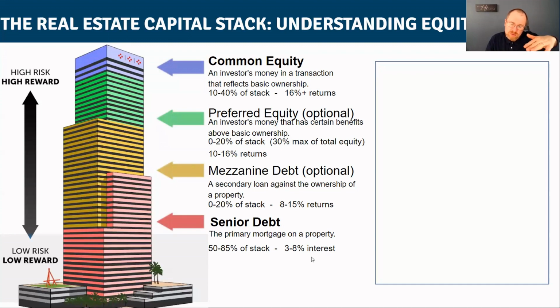Mezzanine is a level above, meaning that they're going to be paid after the senior debt. So that's why it's also called a secondary loan. And it may represent, that's why I put 0, because again, in the context of in-place multifamily, it will most likely be 0, could be up to 20% of the stack. And they're going to have higher interest rates. And if you notice, the higher you are on the stack, the higher the returns are going to be, right? So returns and interest rate are interchangeable in that context.